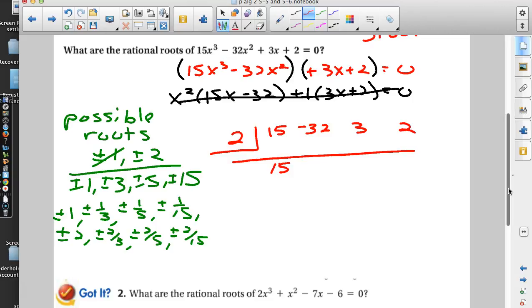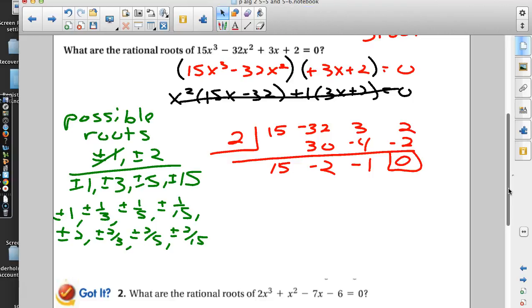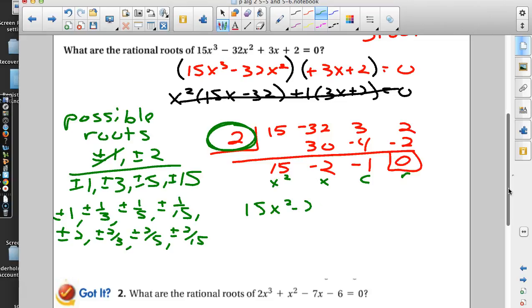Bring down your leading coefficient, multiply by 2, add, multiply, add, multiply, and add. Is that good news? Yeah, we got a remainder of 0. That's good news. So what do we have left? Because this is one of those 3 zeros. We have to find the other 2. So this would be the remainder constant, x squared: 15x squared minus 2x minus 1 equals 0.